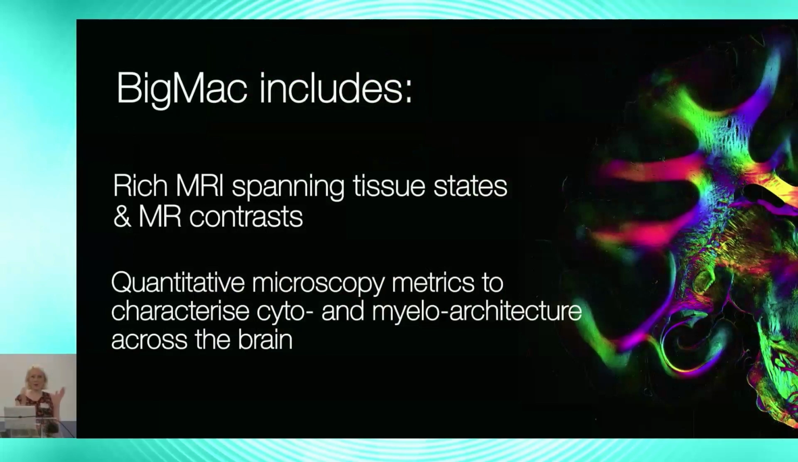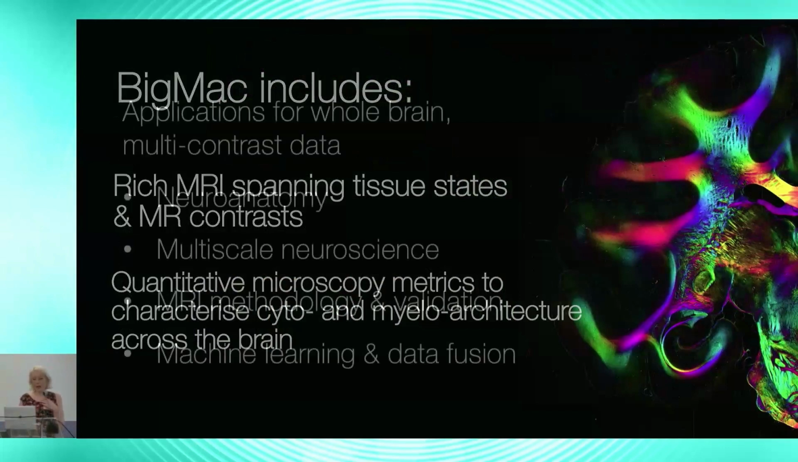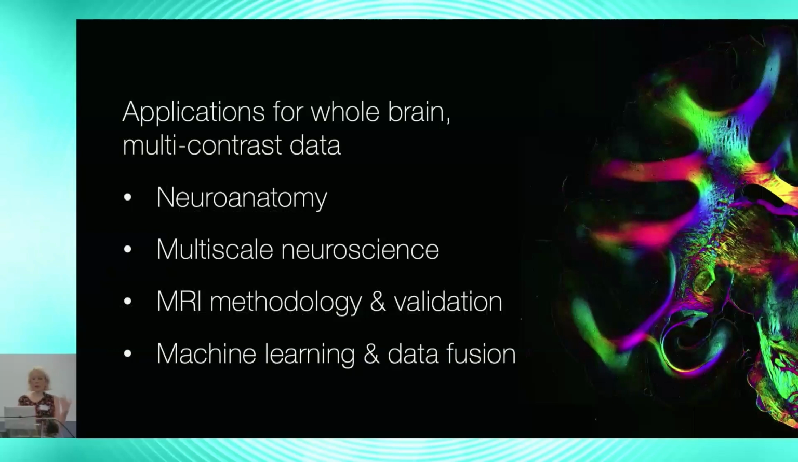So I hope in my whirlwind introduction of BigMac, I've convinced you that BigMac includes rich MRI spanning different tissue states, in vivo and post-mortem, and a wide variety of MRI contrasts from functional to structural to microstructural MRI. Further, we have these quantitative microscopy metrics to characterize the cyto and myeloarchitecture across the brain. And we believe there's a whole host of applications for this kind of whole brain multi-contrast data, from neuroanatomy to multiscale neuroscience, developing MRI methodology and the validation of MRI models, as well as machine learning and data fusion methods, one of which Silei is going to come and talk to you about now.